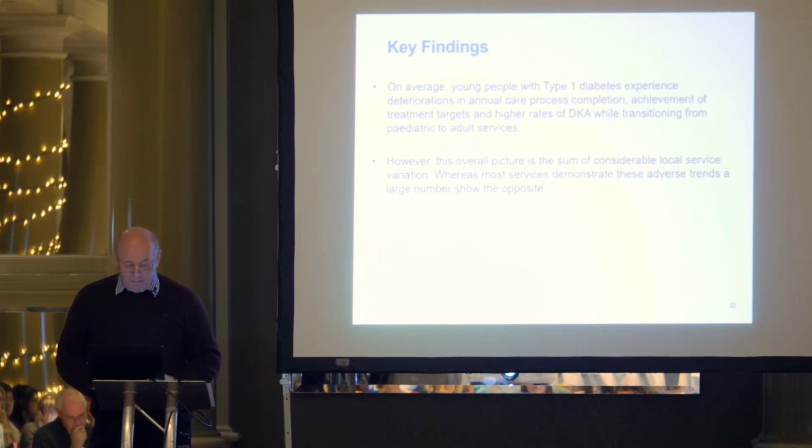So on average, young people with diabetes experience deteriorations in the annual care process completions. There's a deterioration in the achievement of targets and higher rates of DKA while transitioning from paediatric to adult services. However, that overall picture is the sum of considerable local service variation, and whereas most services demonstrate these adverse trends, a large number continue to show the opposite.